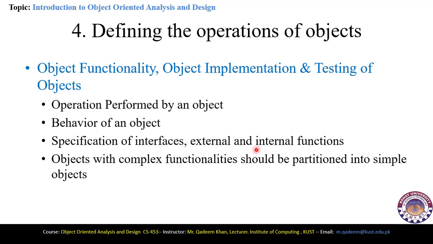The external and internal functions of the object also define the operations of the objects. So objects with complex functionalities should be partitioned into multiple simple objects here. If you want to resolve the complexity issues of the objects, then we have to partition different objects with different functionalities. When different functionalities are defined by different objects, then the complexity will be reduced. And remember that one class has unique objects and functions.